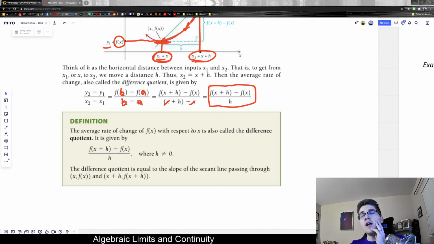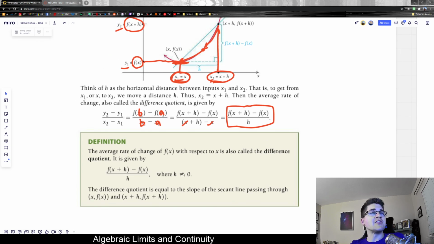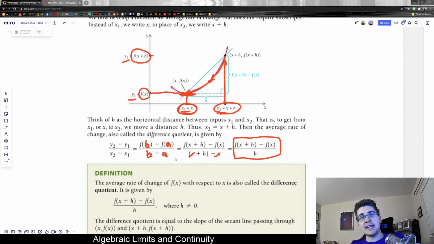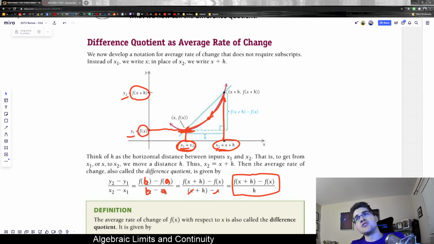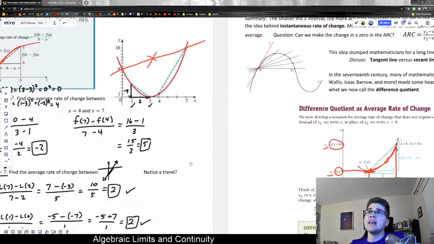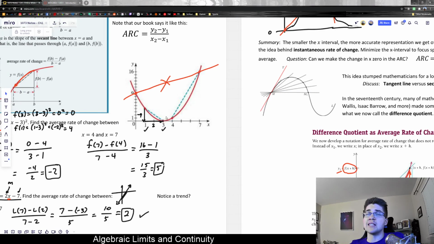It's important to note that h cannot be 0, because dividing by h is undefined. So this will not work when h is 0, but we do care about that, as I was explaining before. What it also says is that the difference quotient is equal to the slope of the secant line passing through these points. I haven't mentioned this term yet, so let's go ahead and define what a secant line is. A secant line is just the line that connects the 2 points and whose slope is equal to the average rate of change. So this line would be called a secant line. And in these other examples, we would have called those secant lines as well.